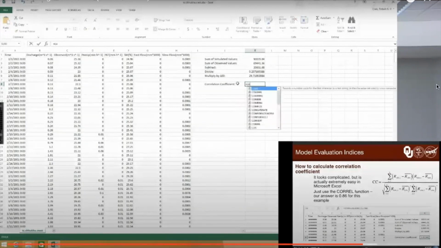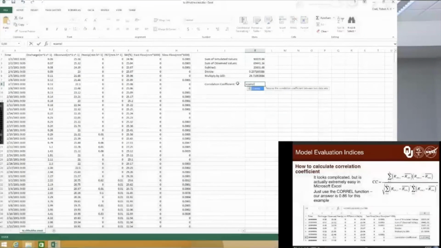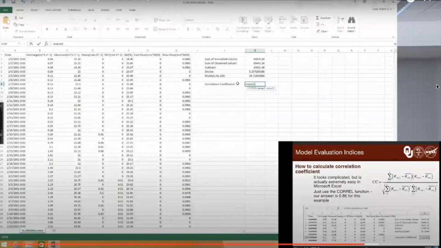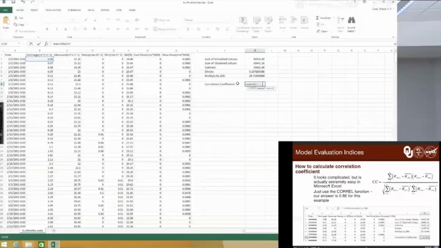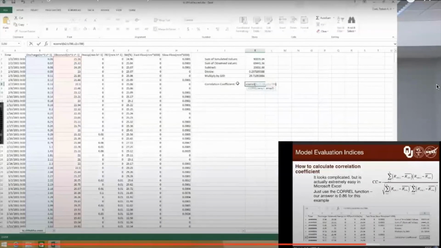Type in equals, I'm going to do CORREL, and you can see Excel is trying to autocomplete CORREL for me. And it says it returns the correlation coefficient between two data sets. I'm going to type the word CORREL, parentheses, and then I'm going to say B2 colon B700, comma, C2 colon C700, close parentheses.